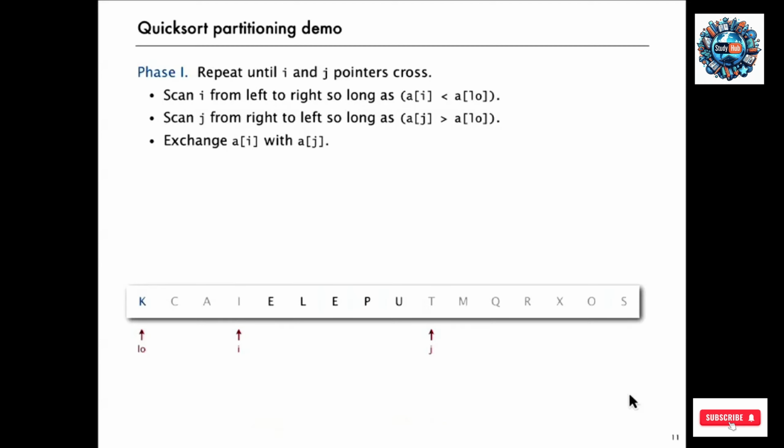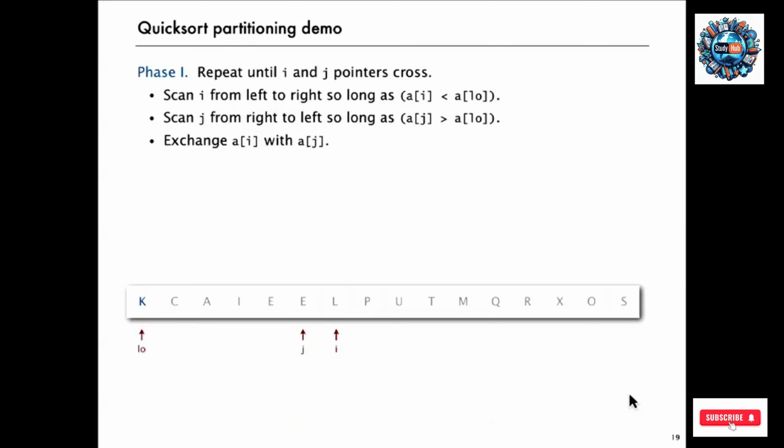So exchange them, increment i as long as it's less, stop at L. Decrement j as long as it's greater, stop at E. Those two elements are out of position, so exchange them. Now increment i, stop at the L, which is greater than K. Decrement j, stop at the E, which is less than K.